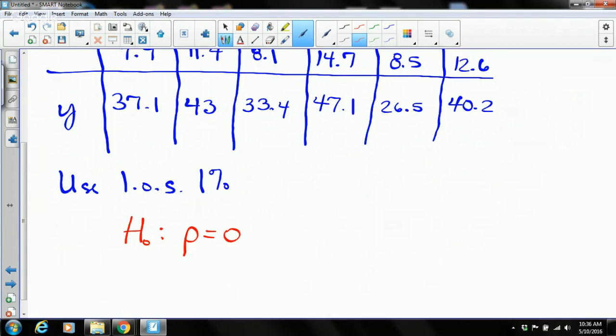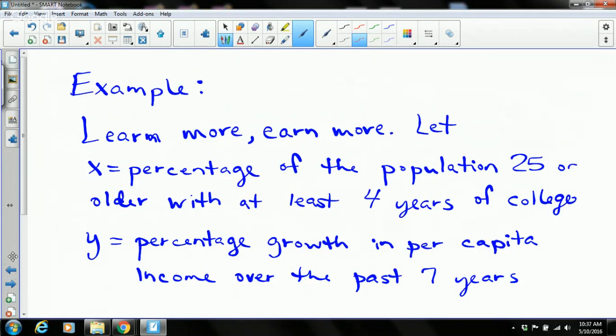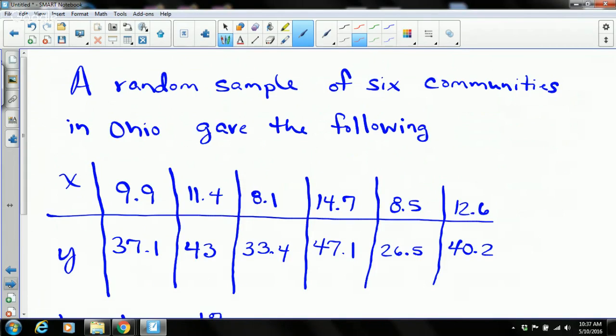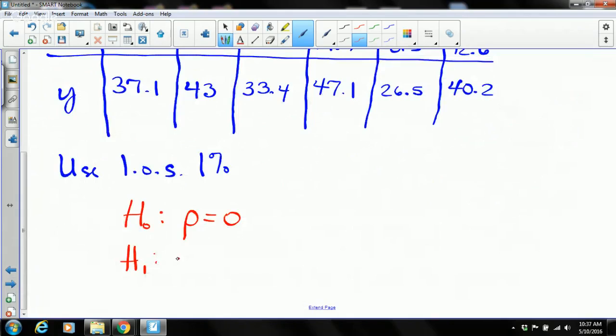So, using this paragraph, I want you to set up what you think we want to test. Do we want a positive correlation, a negative correlation, or just to make sure they're different, which is not equal to 0? Positive. Learn more, earn more. As X increases, the percentage of the population 25 or older with at least 4 years of college, we want the percentage growth in per capita income over the past 7 years to increase, because we would think that as you learn more, you earn more, right? Good. I'm proud of y'all. That's the hard part, figuring out what you're testing, right? So we're testing, is rho greater than 0? Is there a positive linear correlation?